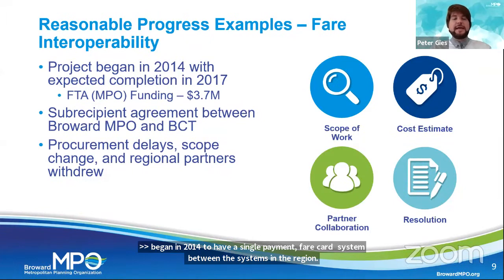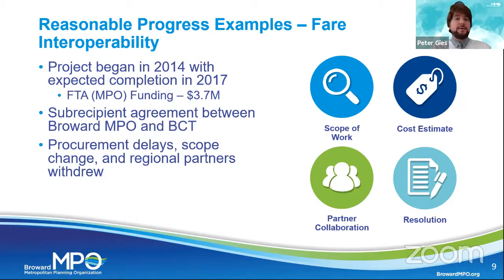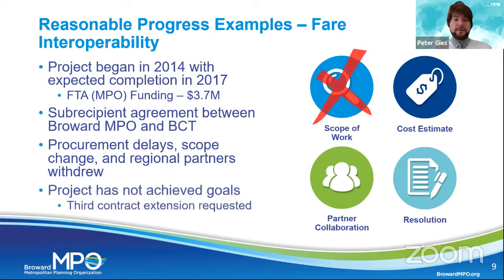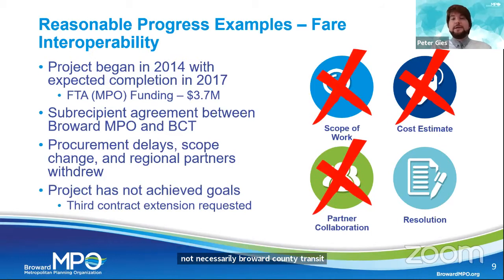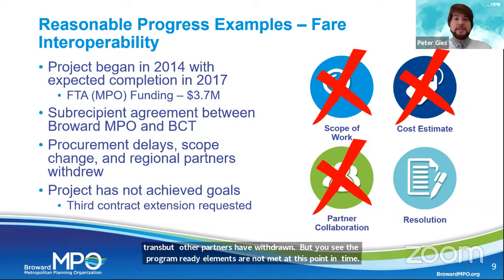And we've encountered significant procurement delays. There's been a scope change and some of the regional partners, not necessarily Broward County Transit, but the other partners had withdrawn from the process. So the project still has yet to achieve its goals and we're headed for a third contract extension. So once again, here you can see three out of the four program ready elements are not met at this point in time. And I would say this is a project that qualifies as a project in trouble based on the previous definition.